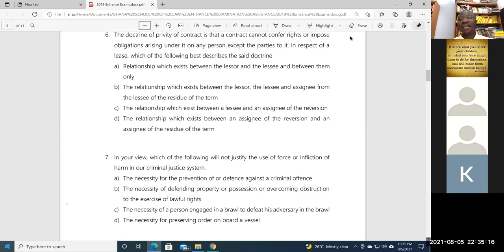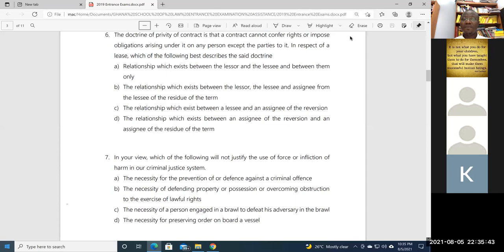So let's say that it is a 50 years lease, right? So let's say that the lessee has been on the land for about 10 years. It's left with 40 years. So if there's an assignment, the residue is the 40 years. And that is what will go to the assignee. And then the lessee is like the assignor. And the assignee will assume the position of the lessee.